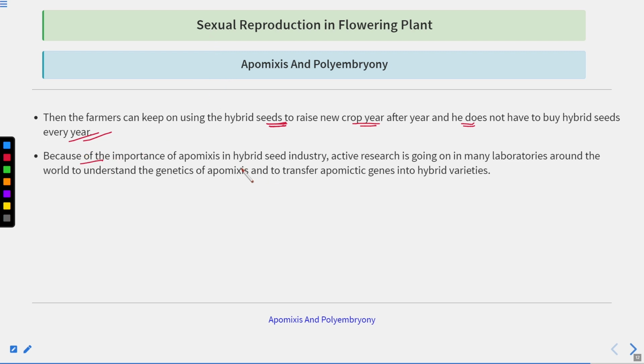Now, because of the importance of apomixis in the hybrid seed industry, active research is going on in many laboratories around the world to understand the genetics of apomixis and to transfer apomictic genes into the hybrid varieties. Clear? This active research is going on around the world to understand the genetics of apomixis and how to transfer the apomictic genes into the hybrid varieties.